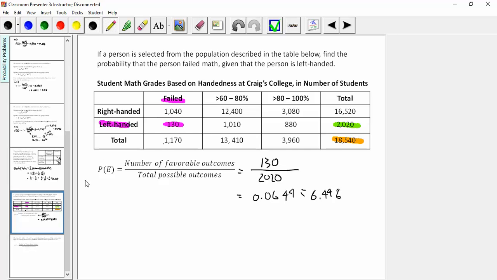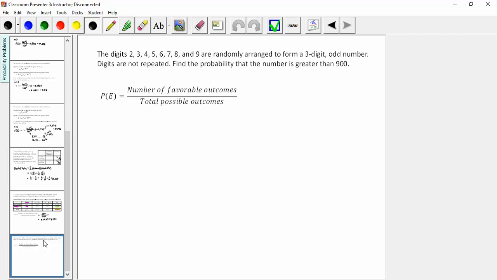All right, we're getting down there. Let's see, what's the next one? Is this the last problem? It is. Okay. One's a little tricky. A lot of people had problems with this one too. The digits 2, 3, 4, 5, 6, 7, 8, and 9 are randomly arranged to form a 3-digit odd number.